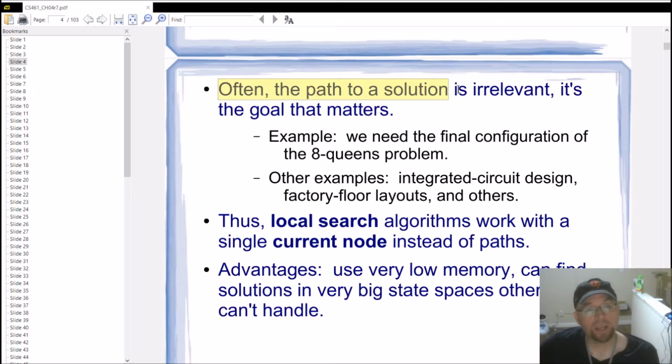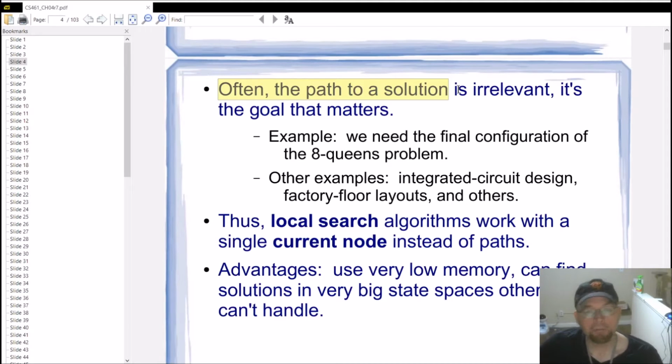So your goal might be, we need that final configuration for 8 queens, right? The question is, is it possible to arrange those queens in such a way that nobody's attacking each other? Is it possible to arrange all of the components of a chip in a certain way? Can we fit everything on the chip? The order in which you put the queens on the board, or put stuff onto the chip, or place stuff on the factory floor, doesn't matter. You just want the final configuration. You just want the final arrangement. Can you give me one, my AI?